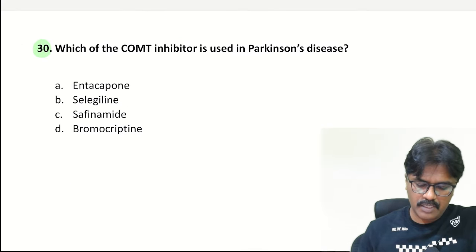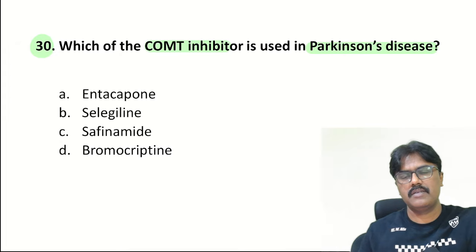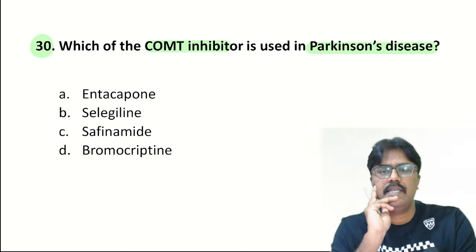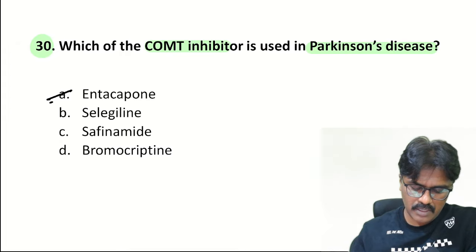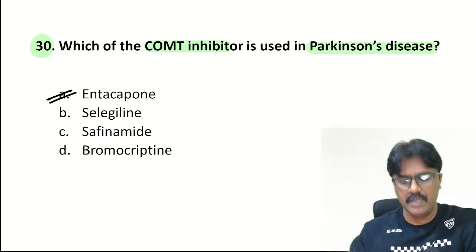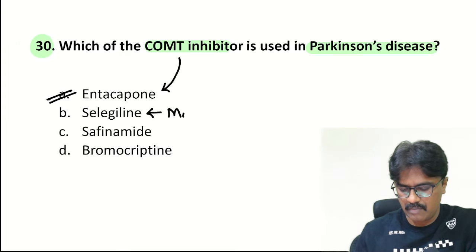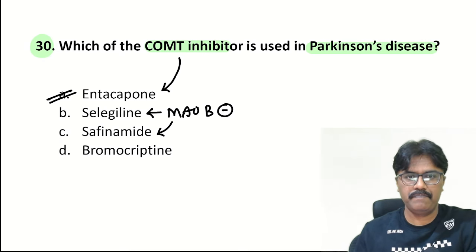Moving on to question number 30. Which of the following COMT inhibitors is used in Parkinson disease? You know, Parkinson means tremors, rigidity, bradykinesia. So the COMT inhibitor is option A, capone. Anything ending with capone is a COMT inhibitor. Anything ending with gilin is a MAO-B inhibitor used in Parkinson disease. Even a new drug, safinamide, is a MAO-B inhibitor.